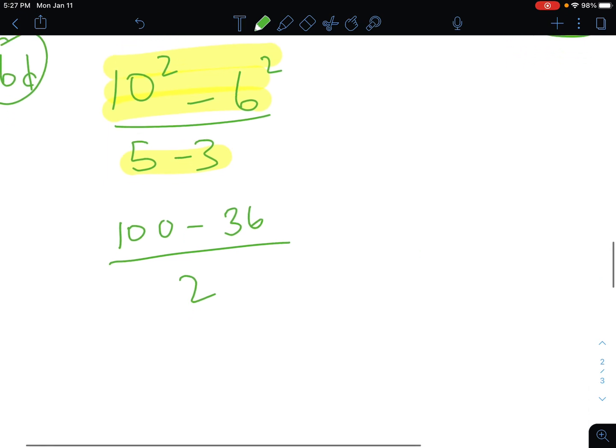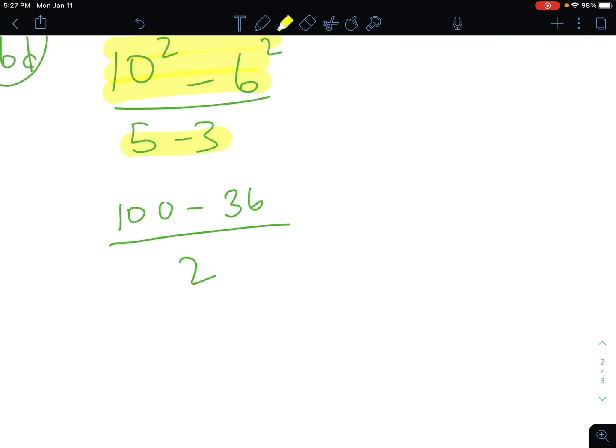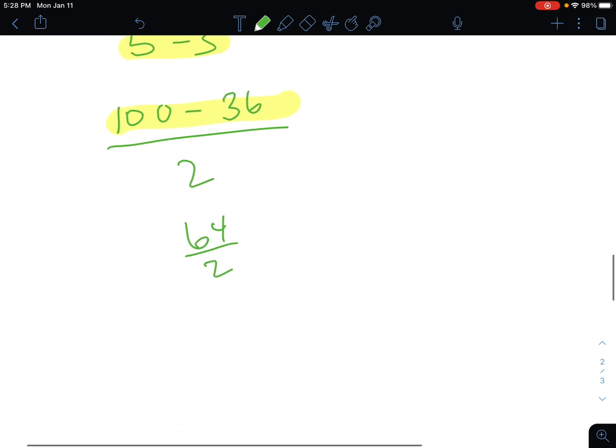So 100 minus 36, let's do that next. 100 minus 36 is just 100 minus 30 is 70, minus 6 more is 64 over 2. And 64 over 2 is division, and half of 64 is 32.